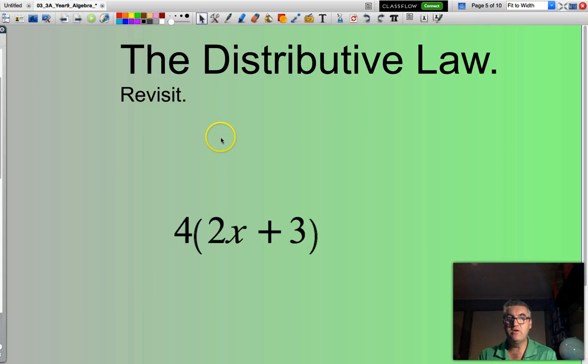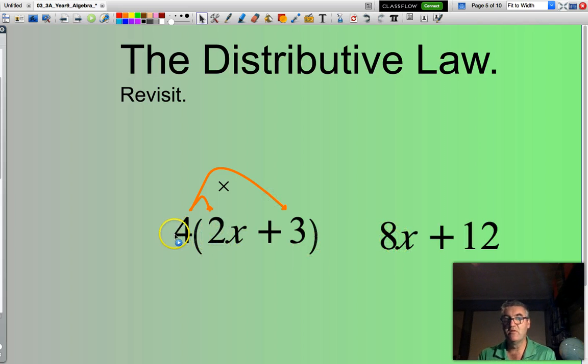And just a recap of the distributive law, all I really want to do is look to remove the brackets. So I'm expanding this out. So I have to multiply everything on the outside of the brackets with what's on the inside of the brackets. So I need to multiply 4 by 2x and I need to multiply 4 by 3. So 4 by 2x is 8x, 4 by 3 is 12.